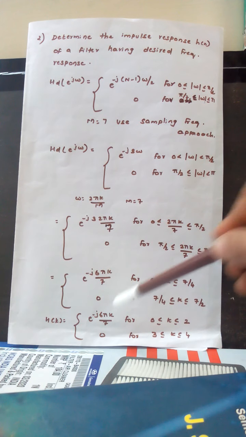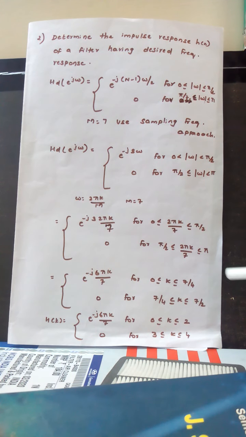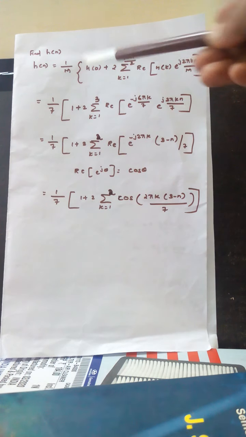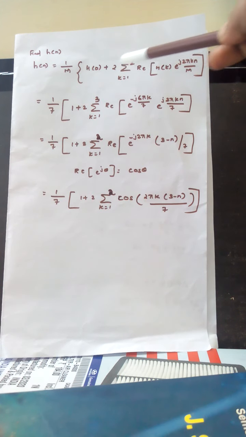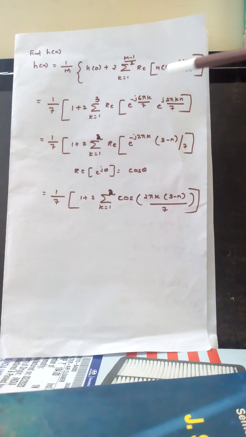So now for this one we have to find the inverse discrete Fourier transform. So we have to see whether the order of the filter is odd or even. Here it is an odd value, so we can write the equation. So this is the equation, h of n equal to 1 by M into H of 0 plus 2 into summation k equal to 1 to (M minus 1) by 2 of real value of H of k e to the power of j 2 pi k n by M, correct?